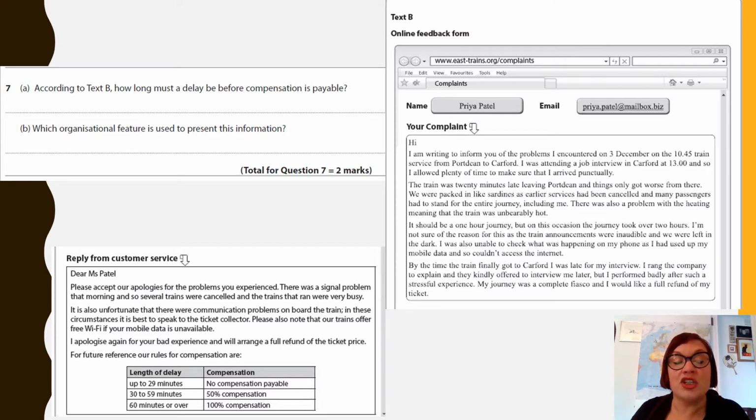But then they ask which organizational feature, now remember that's a layout feature or presentational feature, is used to present this information. Okay, so what you can do is pause for a second and try to find the answer before you move on to see the answer on the screen. Okay, so give yourself 5 minutes to do this question and then move on.